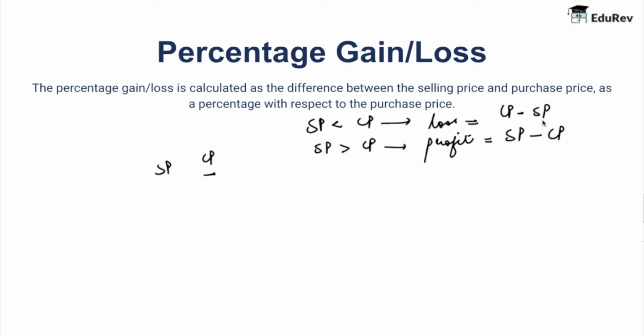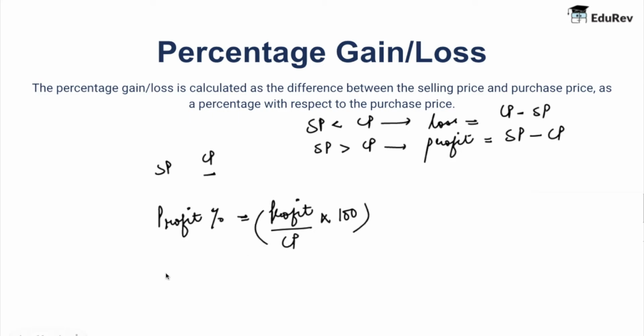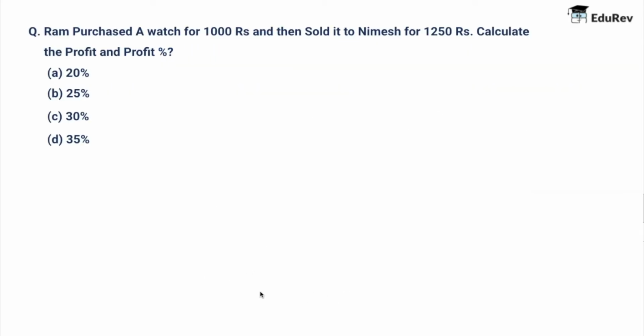The percent loss and percent gain or profit percent both are calculated upon CP. Your profit percent will be equal to profit upon CP into 100, and your loss percent will be equal to loss upon CP into 100. Alright, so let's solve a question to understand it in a bit depth.